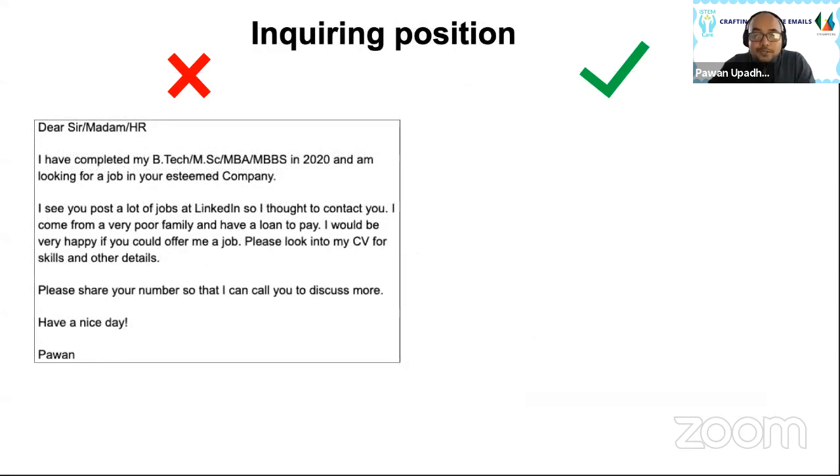And then there is inquiring about a position, where you don't know whether there is an open position. That's different from a referral, because that has a different tone and a different way of looking at things. So let's move on to this topic, and I'll invite Deepak for this.